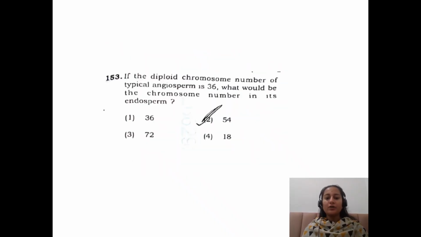If the diploid chromosome number of a typical angiosperm is 36, what would be the chromosome number in its endosperm? This question is from sexual reproduction in flowering plants. Usually diploid was given as 36, then haploid will be 18, then triploid will be 54.